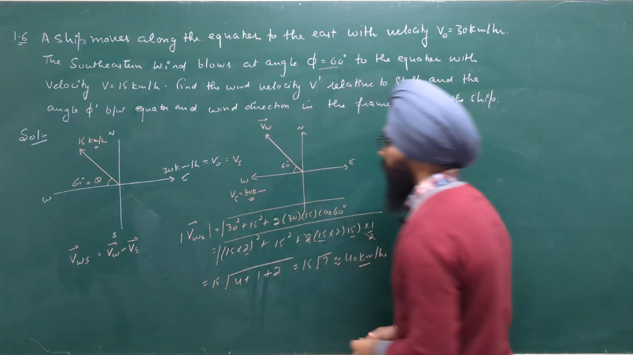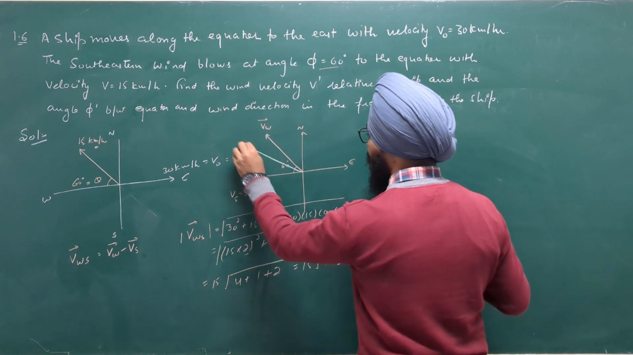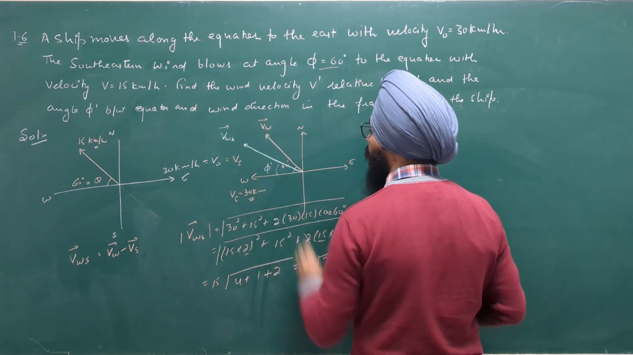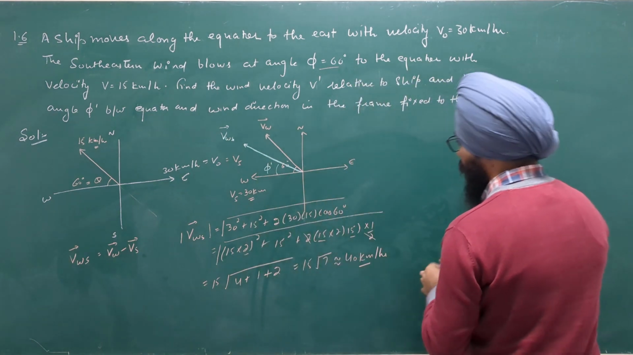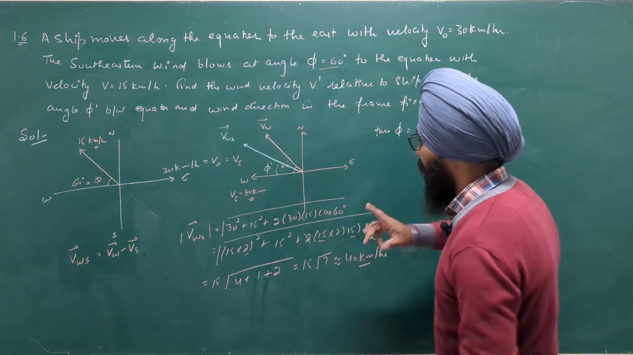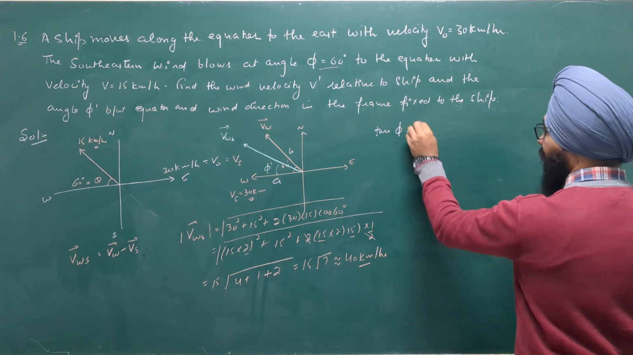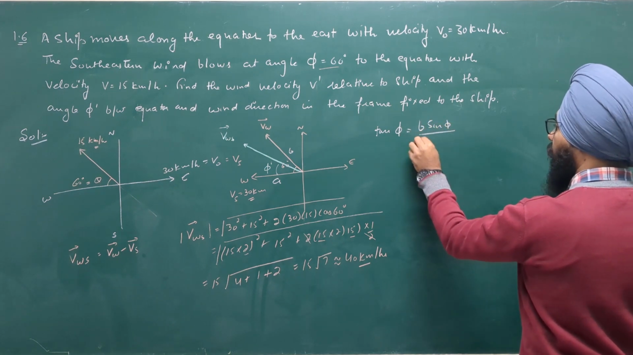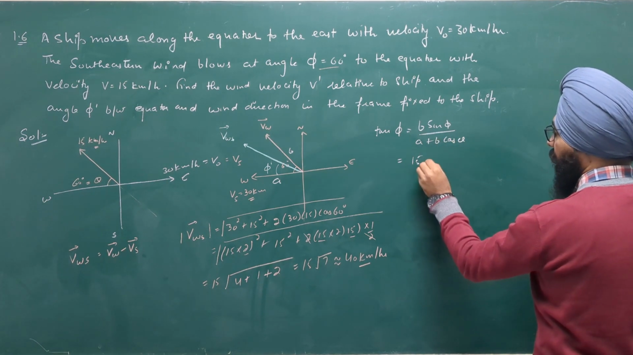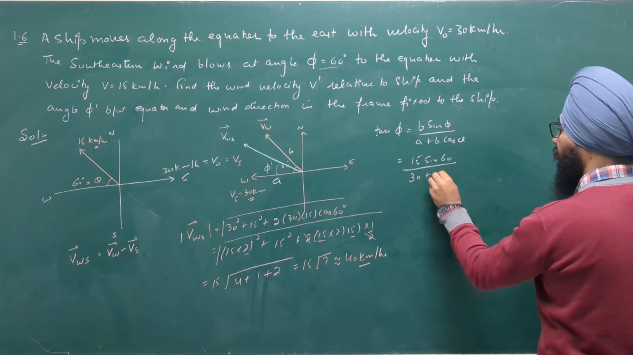Now they said find the direction of resultant velocity with respect to ship. Suppose this is my resultant velocity, the velocity of wind with respect to ship, and this is the angle we want to find, phi dash. Now we know tan phi dash is equal to, this is the way we should write. If this is A and this is B, then tan phi is B sine phi upon A plus B cos phi. So B is equal to 15, sine phi is sine 60, divided by A which is 30 plus 15 cos 60.